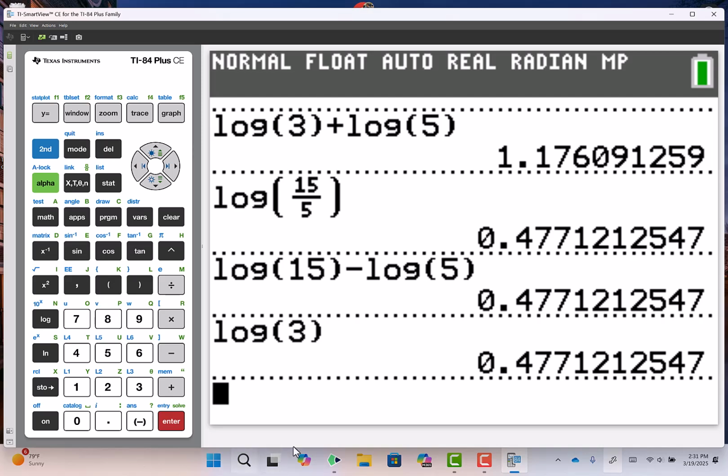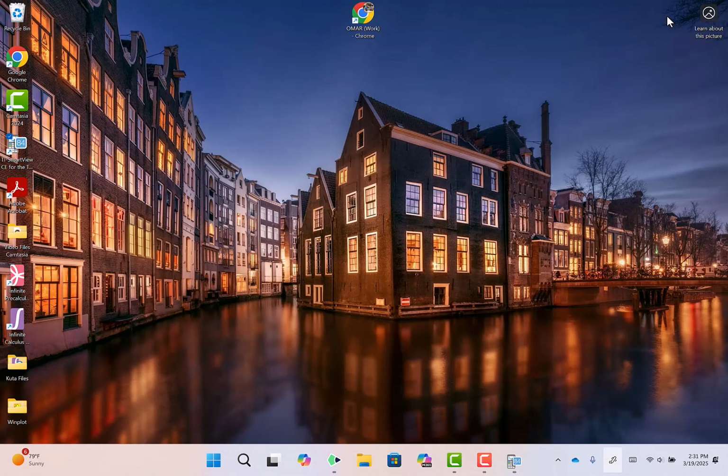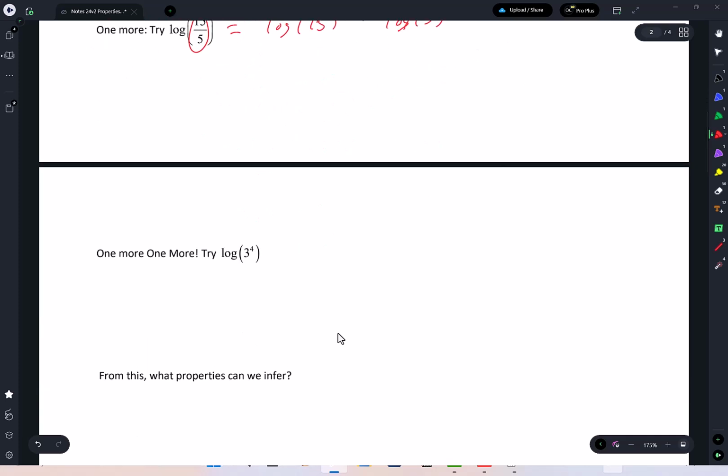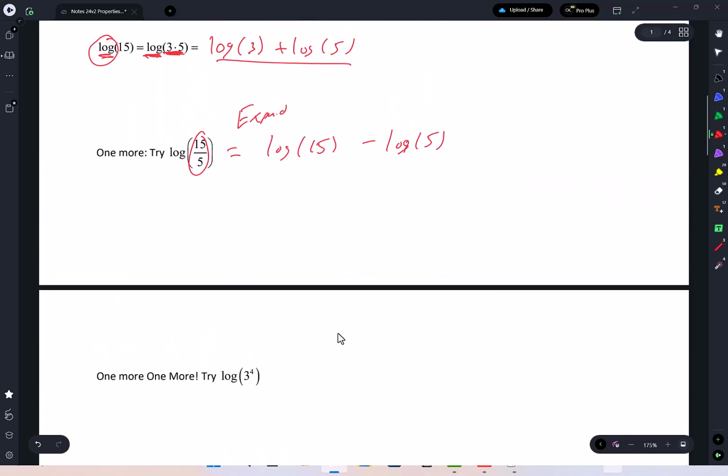So what did we just learn? Logs are literally exponents, but they are the inverse of exponents. Because they're the inverses of exponents, they have the same properties. So I'll write right here what we can infer. Let's do one more.